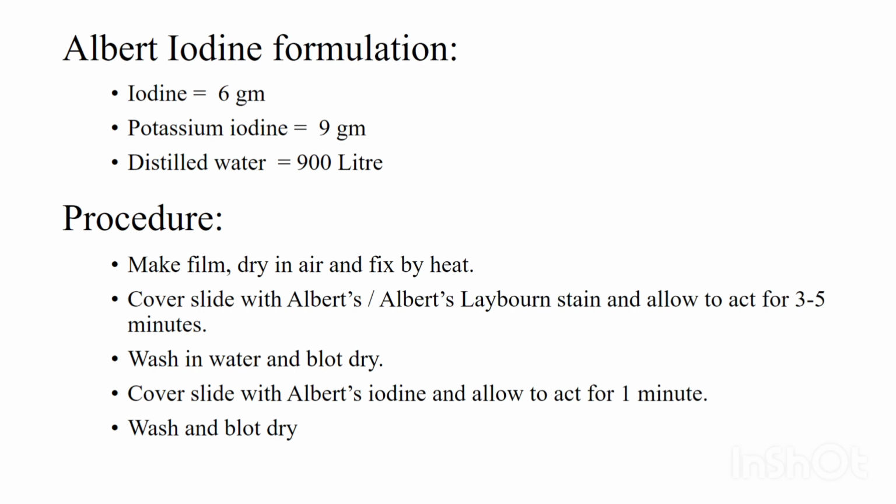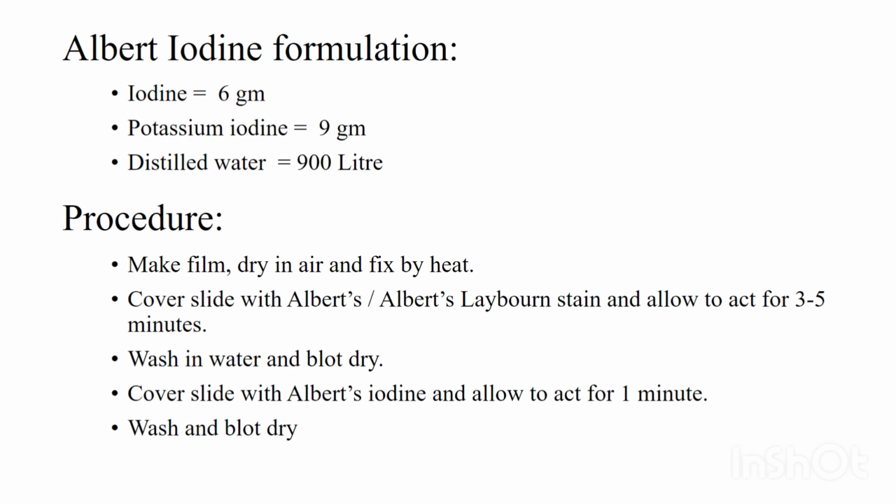Procedure: we first have to make a thin film of the suspected Corynebacterium species. If it is diphtheriae, we can see the granules. If it is some other species, it will not have the granules. First we make a thin film of the colony, the organism, dry it in air, and fix it with heat.